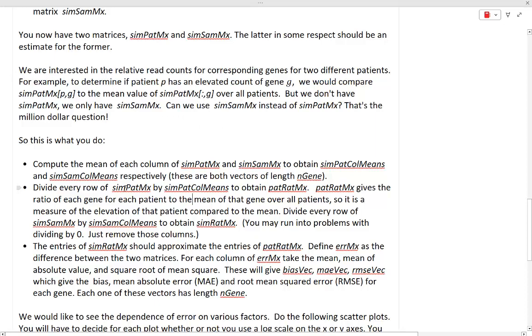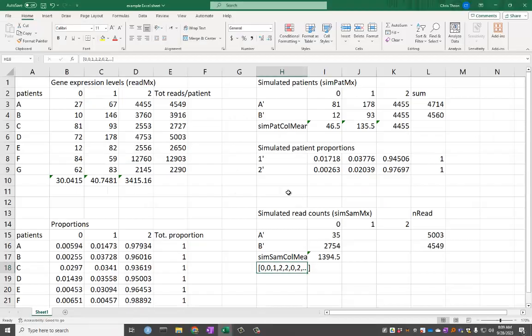Now divide every row of SimPatMix by SimPat call means to obtain pat-rat mix. What do I mean by pat-rat mix? Pat-rat mix is the ratio of each gene for each patient to the mean of that gene over all patients. So to create pat-rat mix, you take this column, divide by this, take this row, divide by this, also take this row and divide by the same. Divide every row by this column mean.